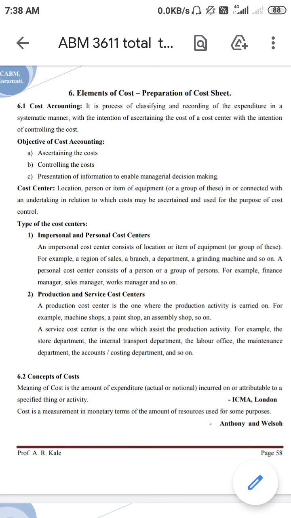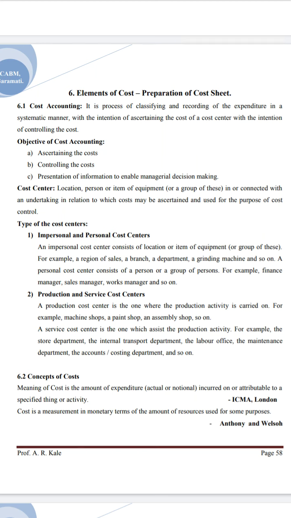Today we are going to see the different elements of cost and perform the preparation of cost sheets.